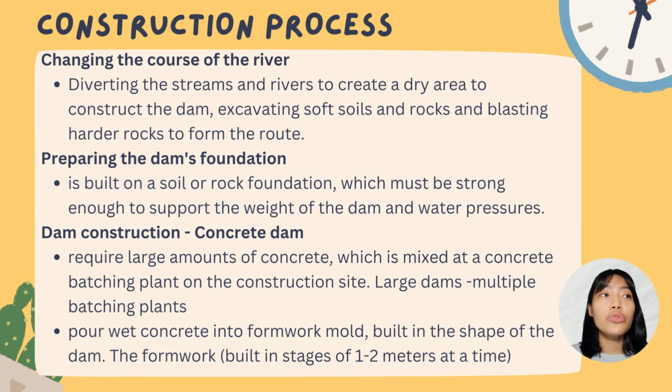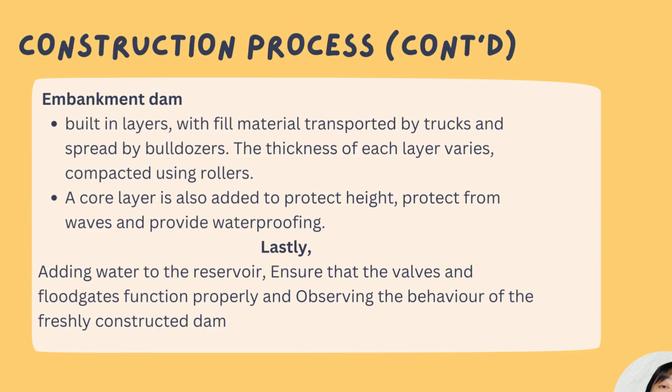Firstly, the concrete dam, which requires a large amount of concrete, which is mixed at a concrete batching plant on the construction site. A large dam requires multiple batching plants. Next, the concrete is poured into a former mold, which is built in the shape of the dam. The former is built in stages of 1 to 2 meters at a time until it reaches the full height of the dam. The other type is the embankment dam.